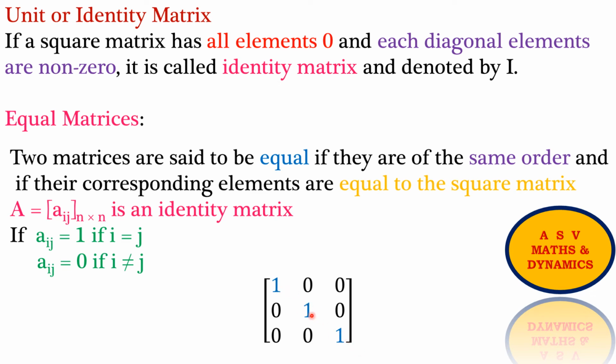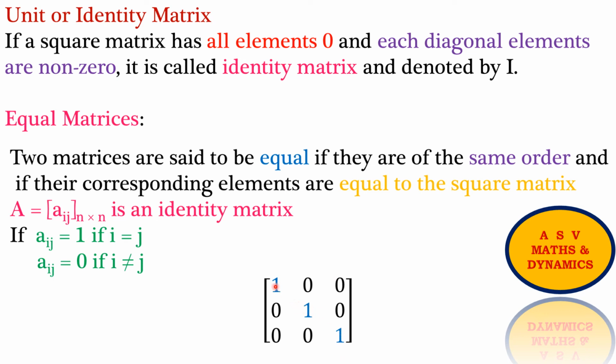But here it is a unit matrix. Don't call it a scalar matrix, but it is a square matrix. When you see the diagonal 1 1 1 it is a unit matrix, not a scalar matrix. Likewise you have to tell. And also the a_ij condition: when i equals j it must be 1, when i does not equal j it is 0. The non-diagonal elements are 0 and the diagonal elements must be 1, which means it is a unit or identity matrix.